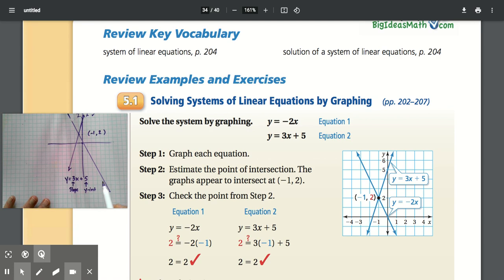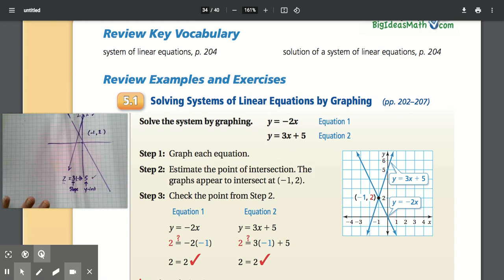Now down here for this equation, you're going to put in a negative 1 wherever you see an x, and you're going to put in a 2 wherever you see a y. And then you're going to test, is 2 equal to negative 3 plus 5?